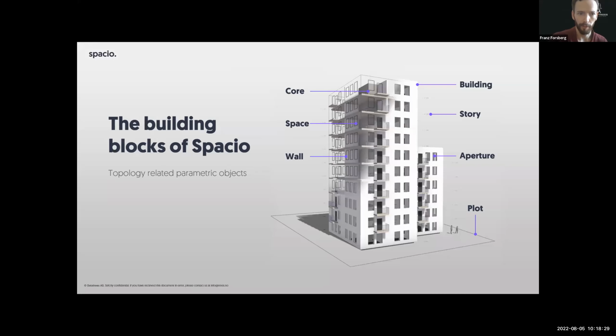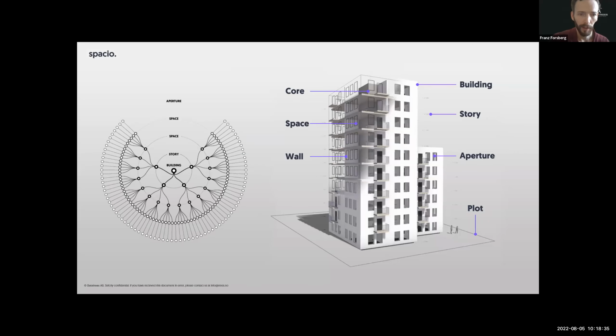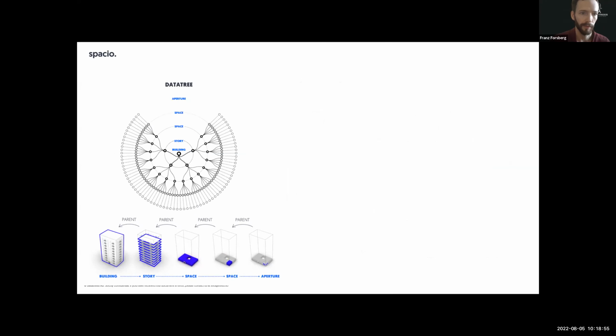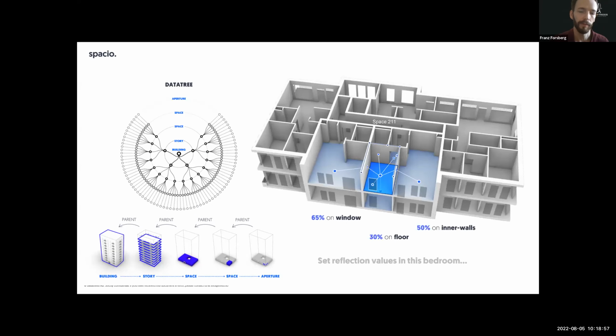It's built with different parametric topology building blocks. So the whole project is structured as a data tree. The interesting here regarding daylight is then the relationship we have between spaces and elements of each spaces. So every aperture is connected to a space and so on. Because what we can do then with this structure hierarchy is, for example, select one bedroom and set reflections values automatically. Or you could do queries. That allows for really a flexible pre-processing of information.